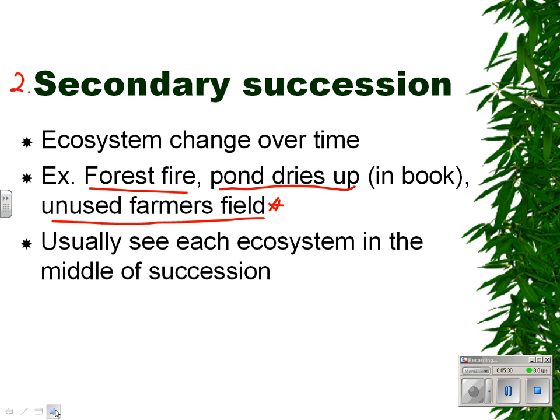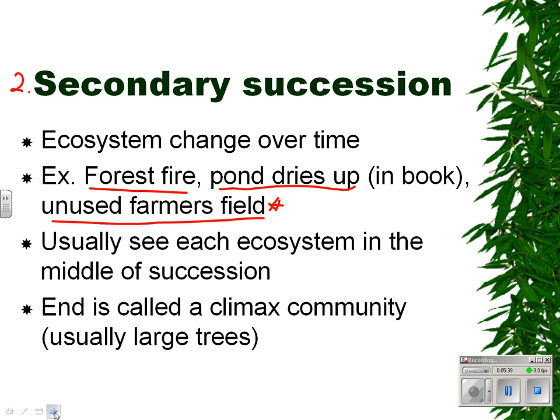Usually, when we look at these ecosystems, we are looking at them in the middle of succession. What we get when it's done, or what we call the end, is something called a climax community. Although there's arguments here about whether there's really an end or not. I'll put a little question mark after end. It's called a climax community, which is usually large trees.